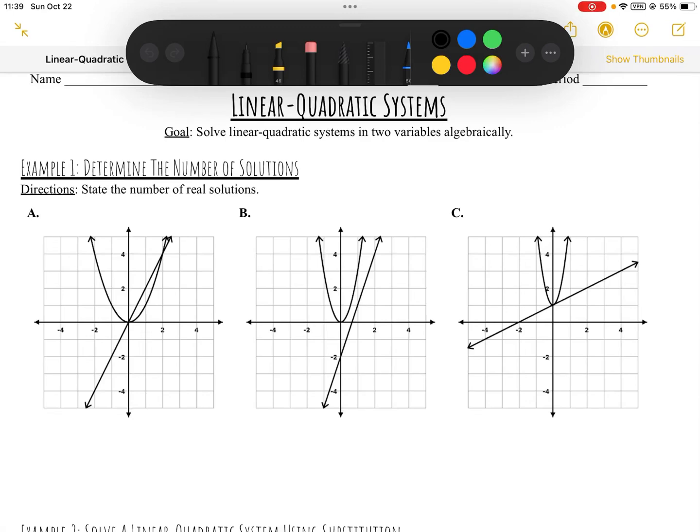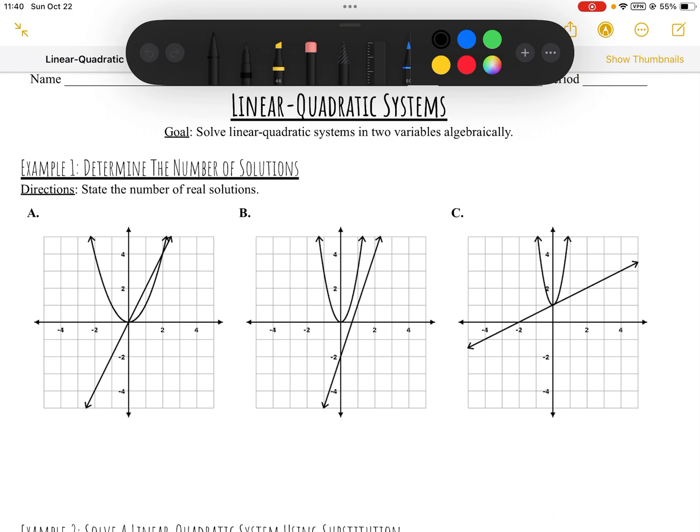In this lesson, we are going to look at linear quadratic systems. So we are going to solve linear quadratic systems in two variables algebraically. Linear quadratic systems means that you are going to have one equation that's linear, so a straight line, and then one equation or function that is a quadratic. A quadratic is your parabola, that U shape. But looking at it as an equation, its highest power for your variable is going to be squared.